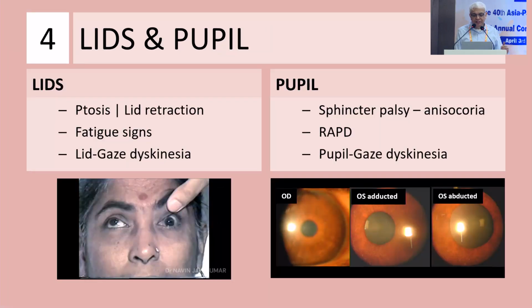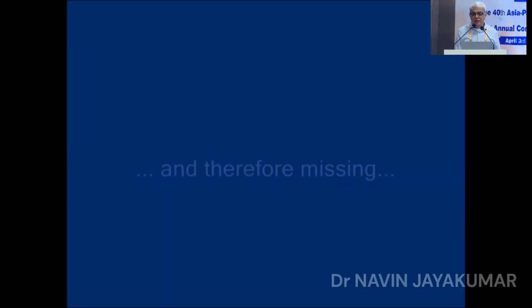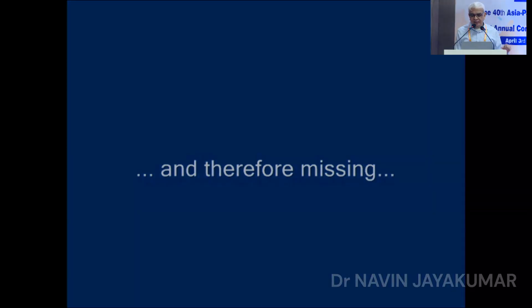Lids and pupil. As far as lids are concerned, is there ptosis or lid retraction, the presence of fatigue sign, and of course lid gaze dyskinesias. Here we are holding up the lid and looking at it, and sometimes when you do this, you can actually miss a couple of things. So here's what you can miss. So look at the lid there.